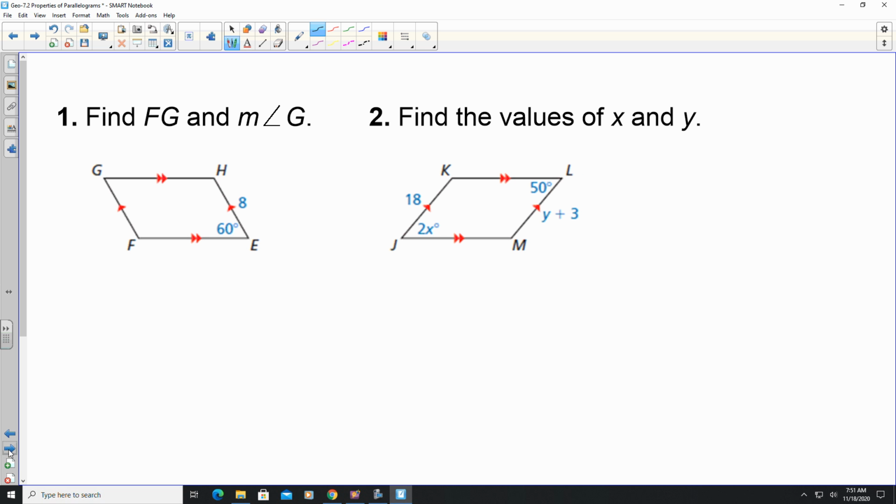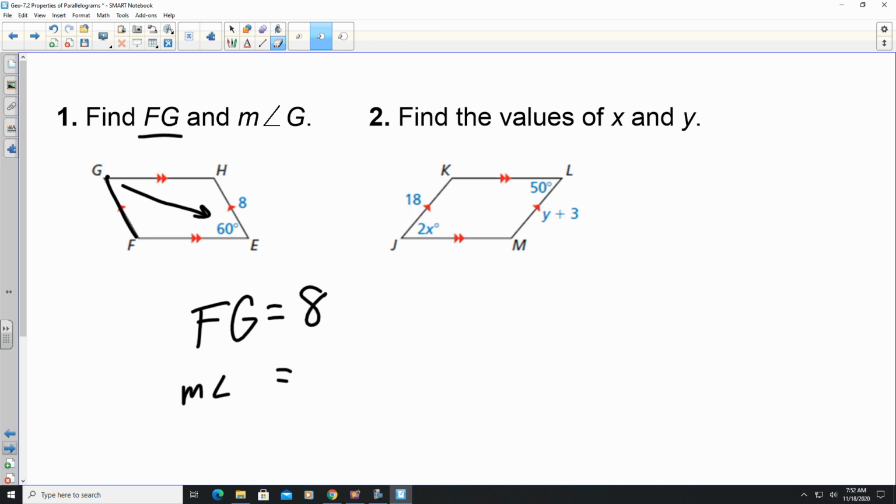All right, looking at these two examples, they want you to find FG. Well, FG is right here. We have two sets of parallel lines. That means that FG is going to be the same as HE. That means FG is 8. The measurement of angle G is going to be the opposite of angle E. They're telling us that angle E is 60. That means that angle G is also going to be 60 degrees.